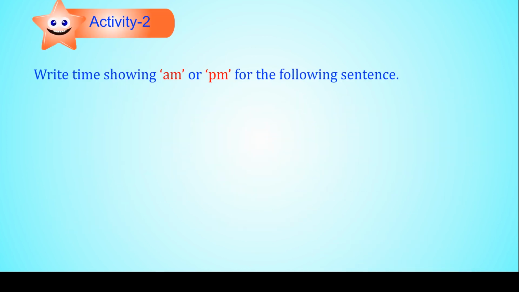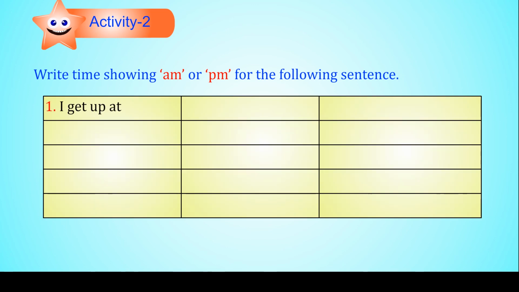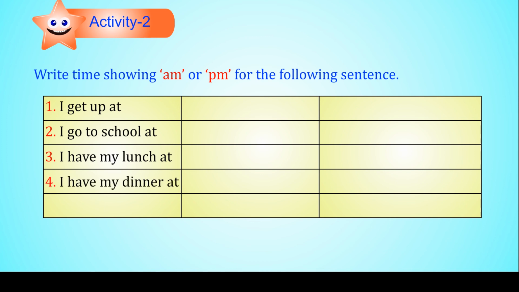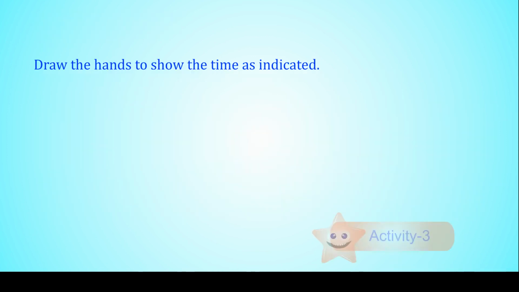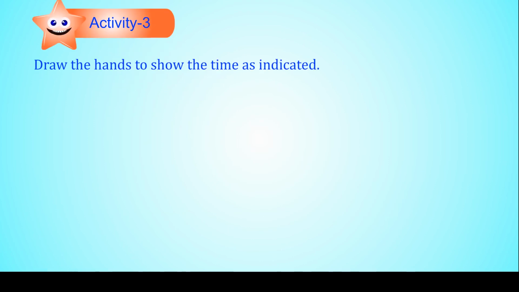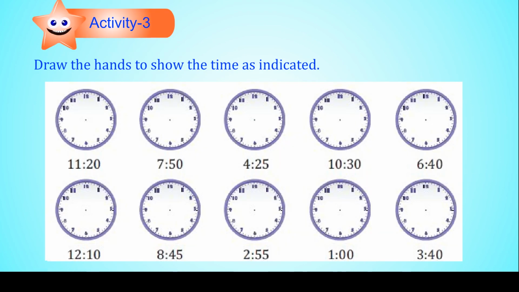Activity 2. Write time showing AM or PM for the following sentences. I get up at. I go to school at. I have my lunch at. I have my dinner at. I go to bed at. Activity 3. Draw the hands to show the time as indicated.